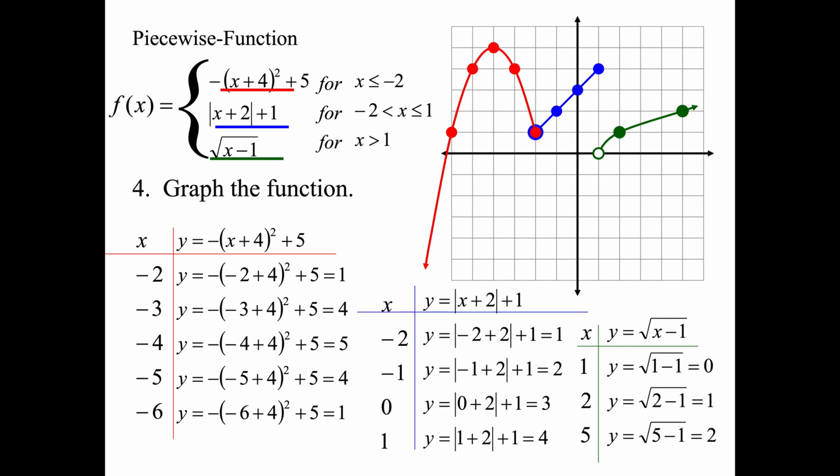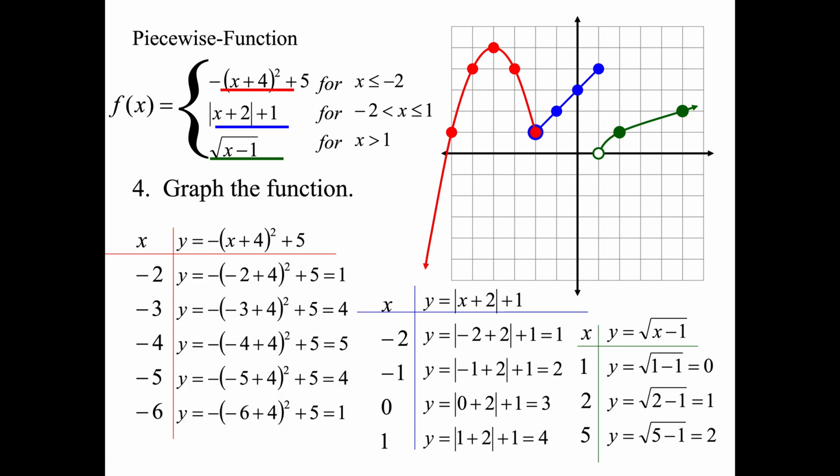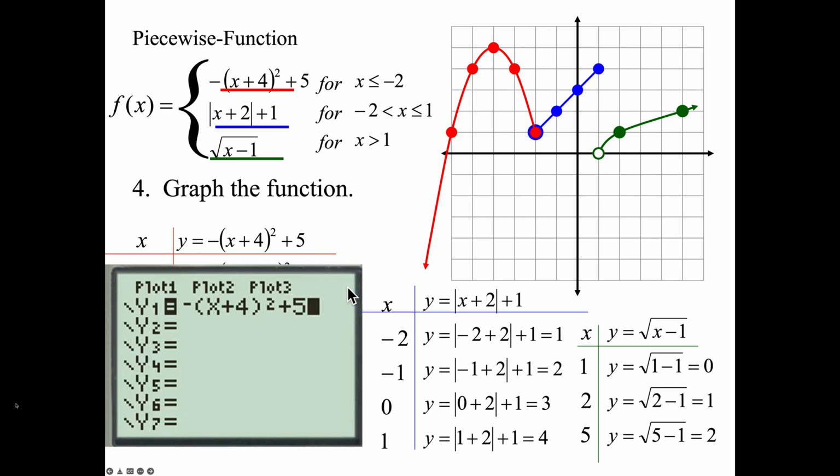Now, if you believe me for 1 second that I did this all by hand, you're crazy. No, no, no, no, no. Here's going to be a cool feature of the calculator. You can enter this into Y1, and instead of graphing it, you can actually create this table. You can pick your x's and tell it which way to count, and the calculator gives you the y's in the table. So I typed in the first function, negative parentheses x plus 4 squared plus 5.